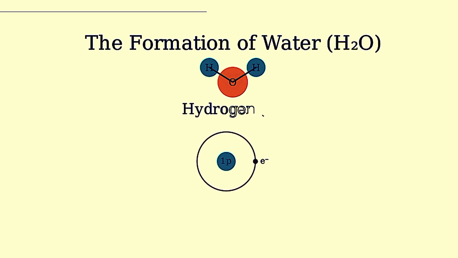Hydrogen is the simplest element on the periodic table. Each hydrogen atom has just one proton in its nucleus and one electron orbiting around it. Since hydrogen's outer shell can hold 2 electrons, it needs one more electron to become stable.